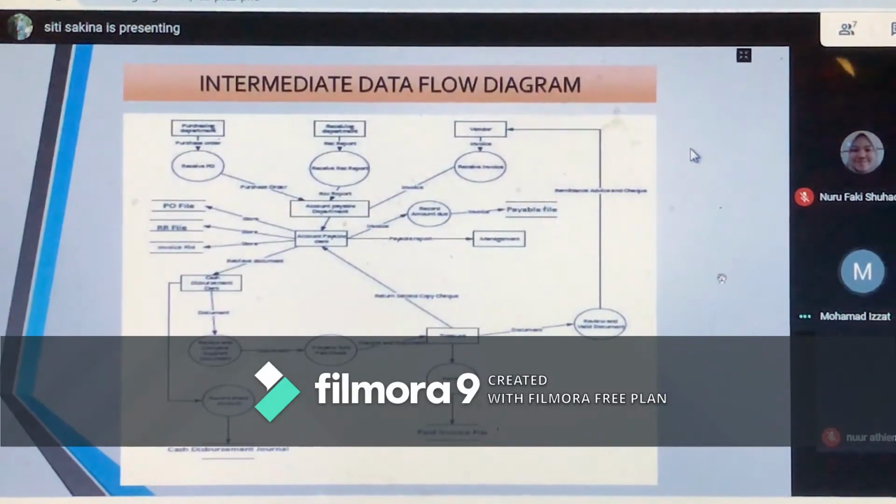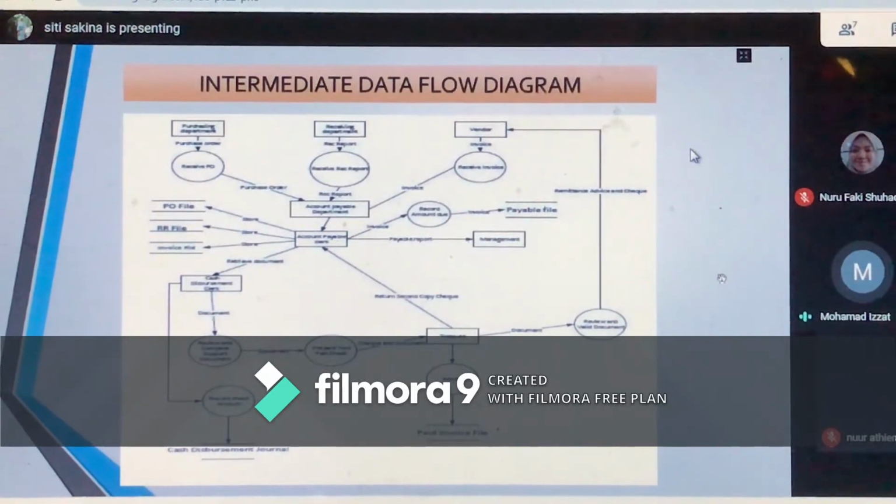After getting the documents, the account payable clerk, which is a rectangular symbol for entity, stores the documents in the parallel lines, which are the stores for the purchase order file, receiving report file, and invoice file. The account payable clerk also brings the invoice and records the amount due, which is processed to the arrow invoice that is stored in the payable file. Then the account payable clerk retrieves the documents to Encik Umar, who is the cash disbursement clerk.